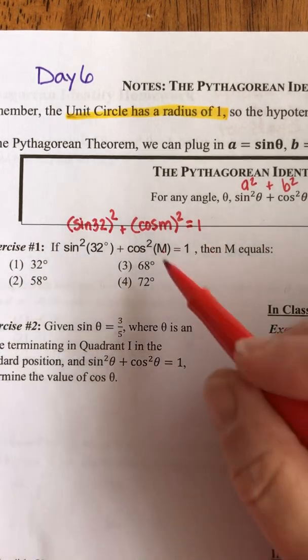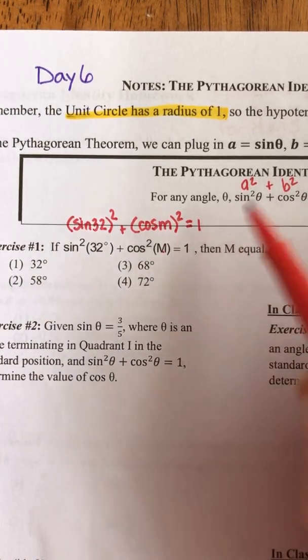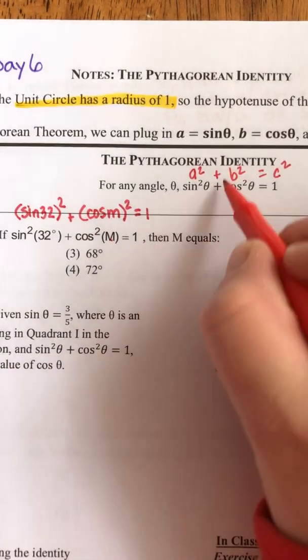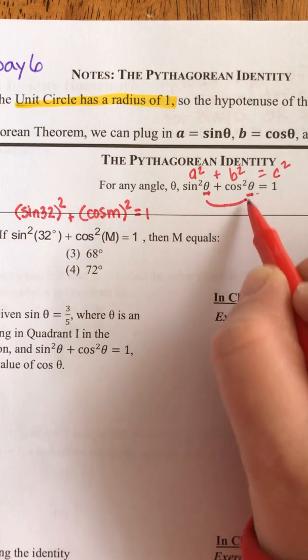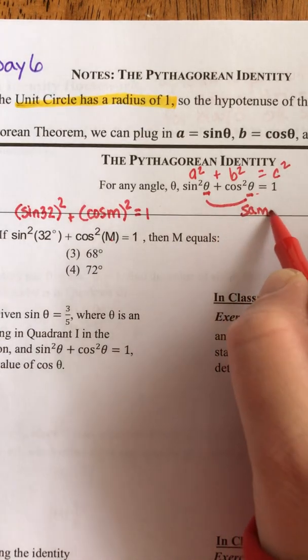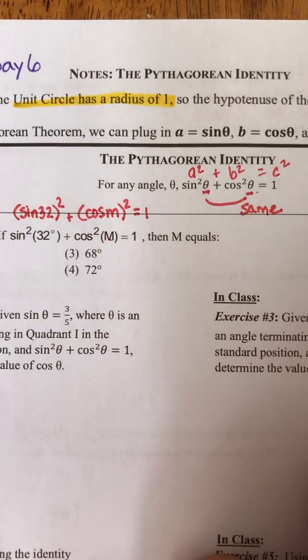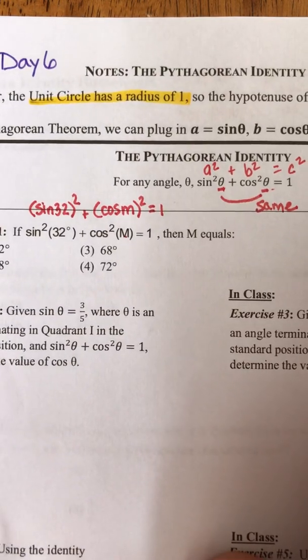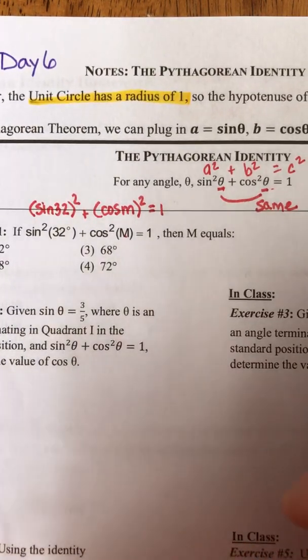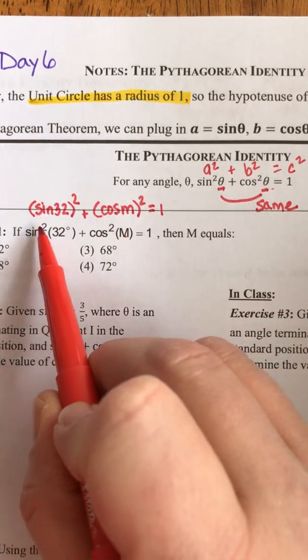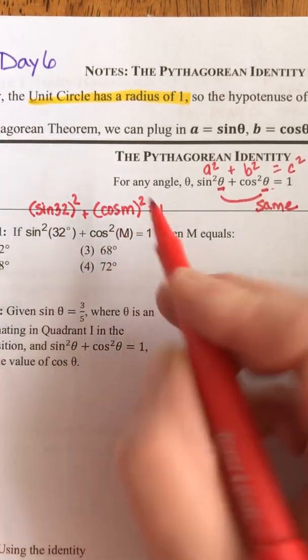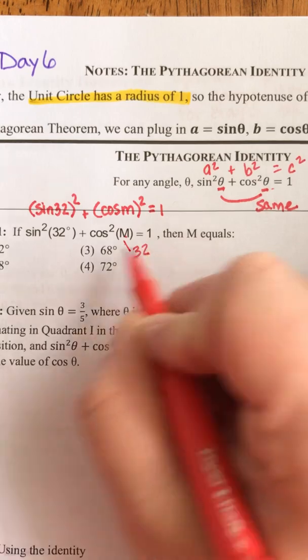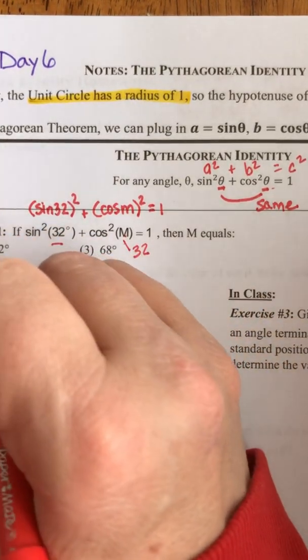Okay? So when we use this formula, notice in the formula that we're given up here, theta and theta. These two things are the same in the formula. We're talking about the same triangle, okay? Angle theta in each example is the same angle. If it's 30 degrees in the one, it's 30 degrees in the other. So in this case, if the sine of 32 degrees squared plus the cosine of, it would have to be 32 here. They have to be the same. So the answer to the first one is 32.